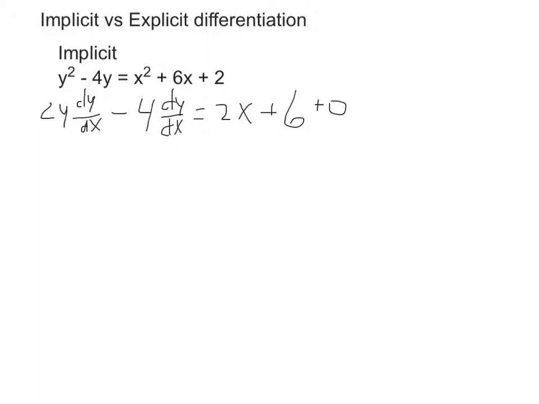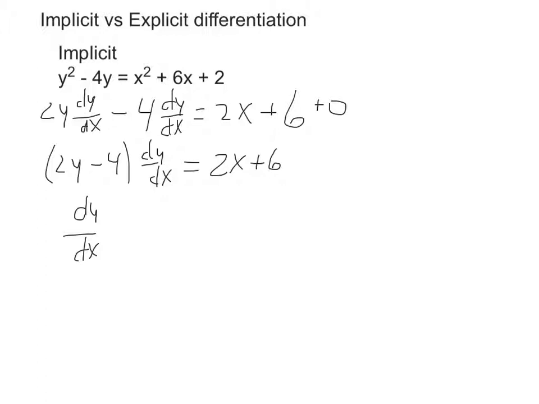Now on this left side, I see that I have 2 of the dy/dx's, so we take 2y minus 4 in parentheses, dy/dx, and I just factored that dy/dx out, and on the right side we have the 2x plus 6. Now, we want to get dy/dx by itself, so we divide both sides by the 2y minus 4.